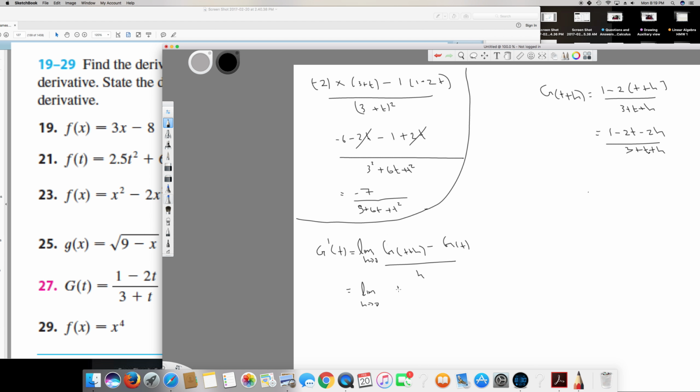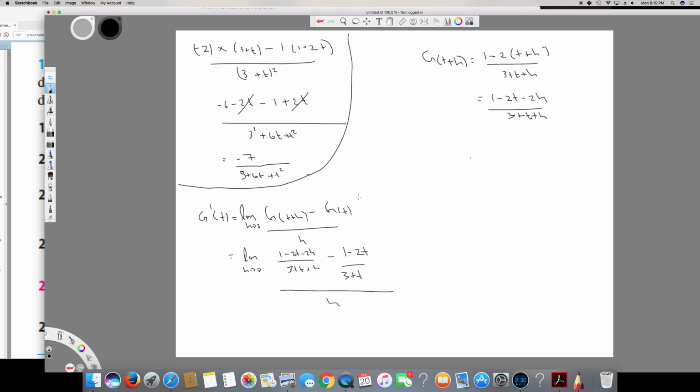If I write this one, it's going to be (1 minus 2t minus 2h) over (3 plus t plus h), minus, and I put the g of t here. It's going to be (1 minus 2t) over (3 plus t), all over h, right? Now what we have to do is find the common denominator.